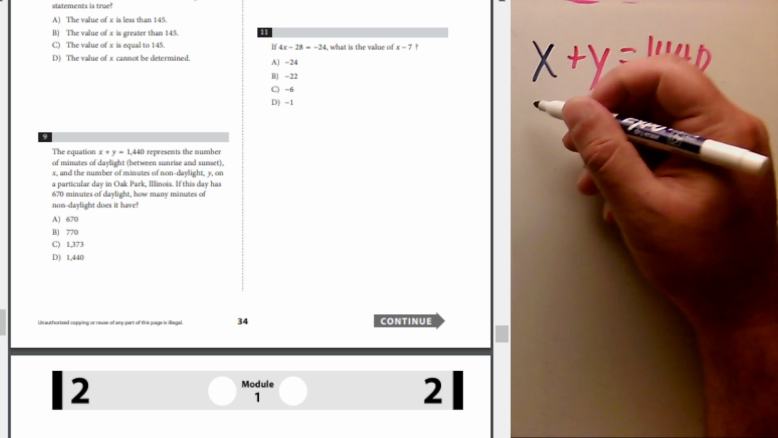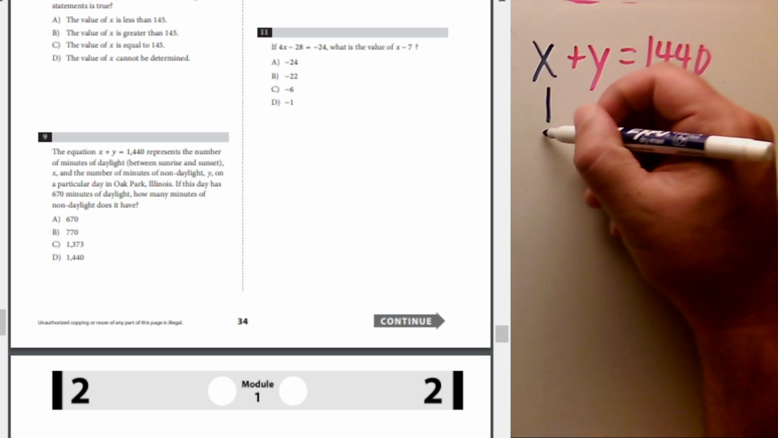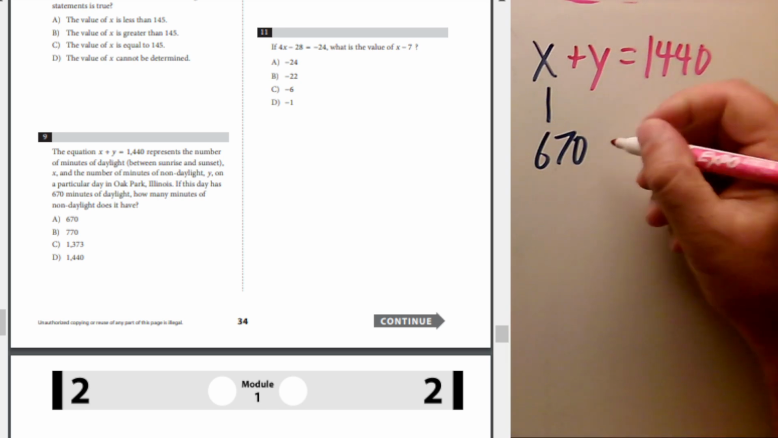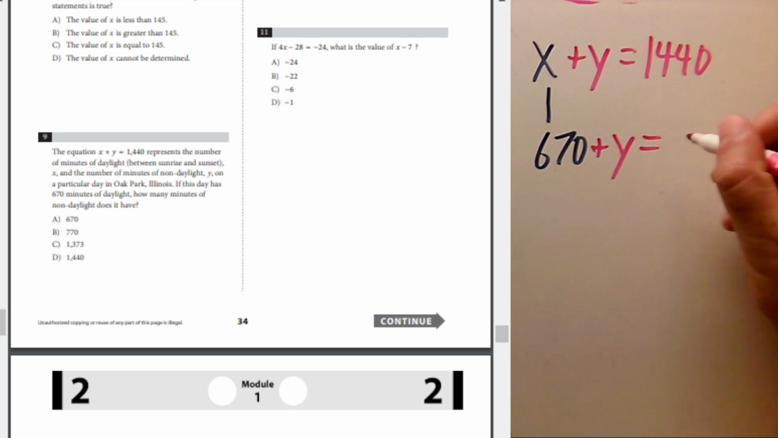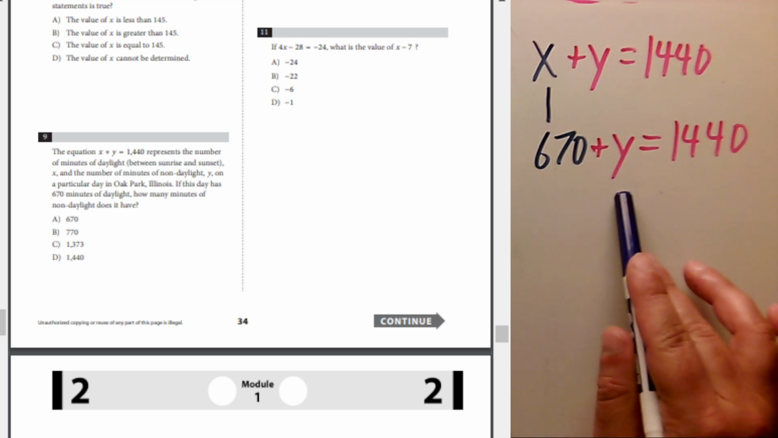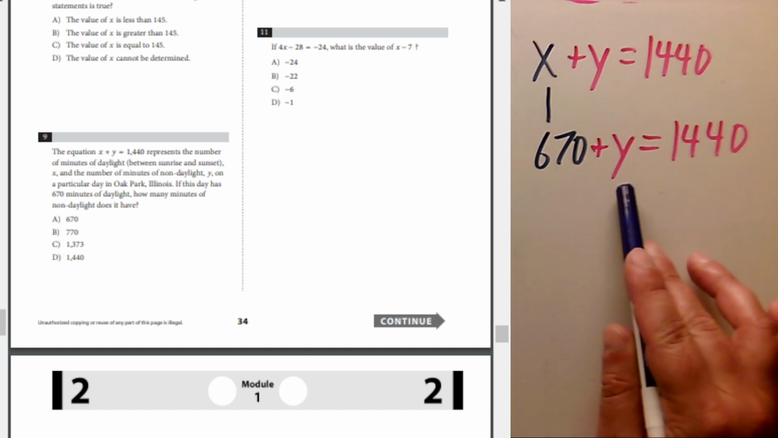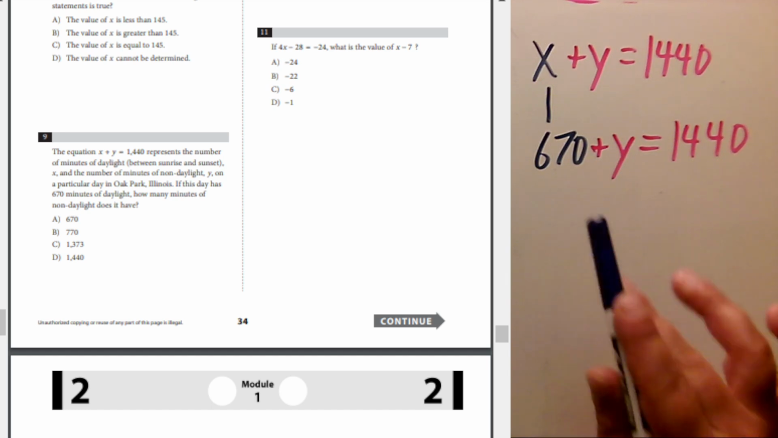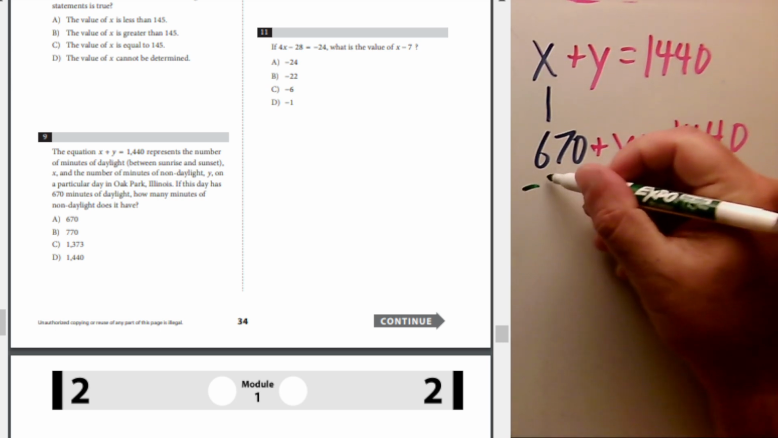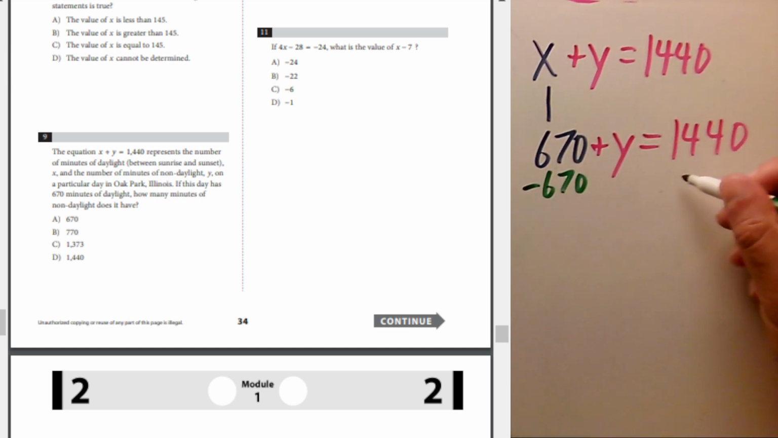So we have 670 plus y equals 1,440. And so we want to get y by itself. And so what's being done to y? 670 is being added to y. And so what's the opposite of adding 670? Subtracting 670.